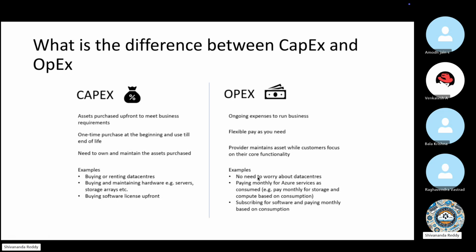Then OPEX: ongoing expenses to run the business. Flexible, pay as you need. Flexible pay as you need means nothing but this month you're paying something, next month paying something, like this. Every month you're paying. That is called OPEX. The provider maintains the asset while customers focus on their core functionality. For example, now only this OPEX is meaningful to us.